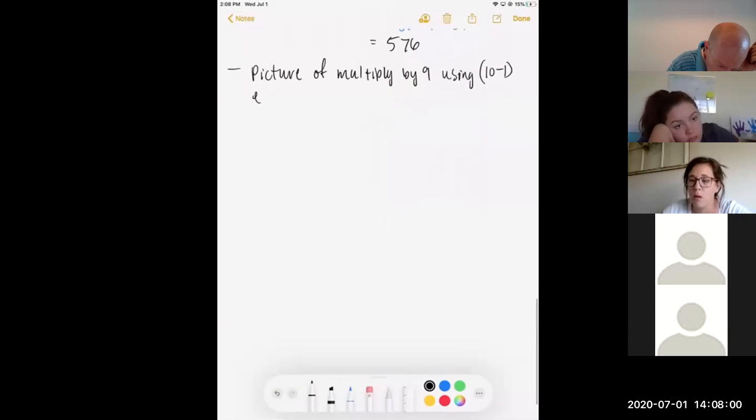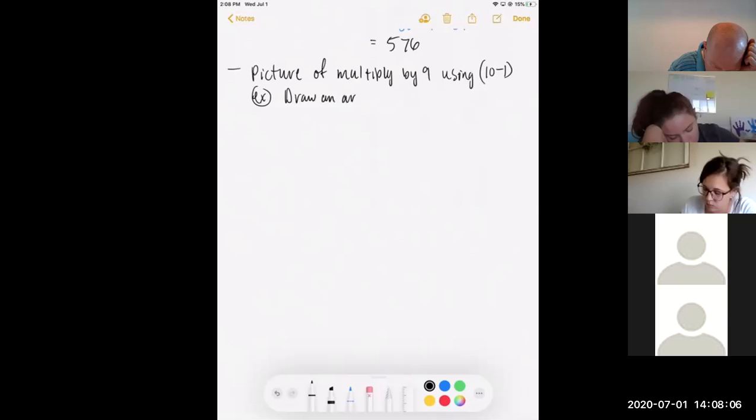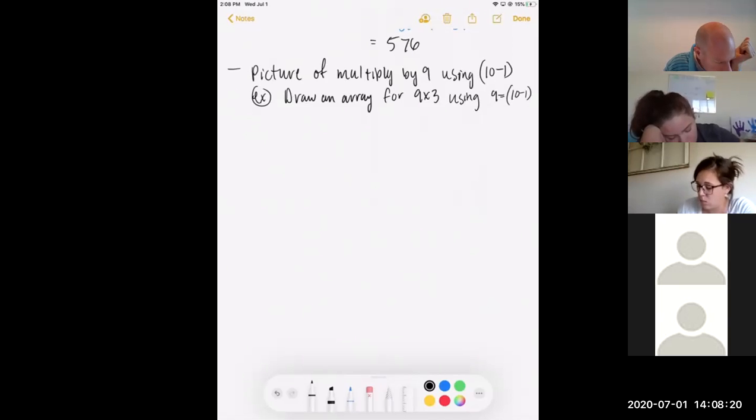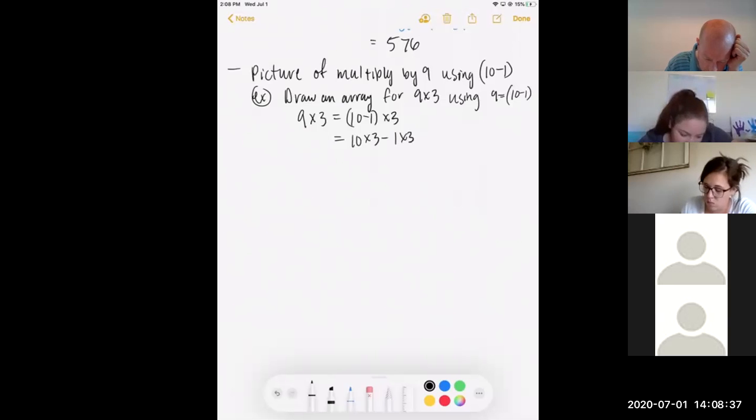So an example problem could be: draw an array for 9 times 3 using 9 equals 10 minus 1. When we're thinking about 9 times 3, we're setting that equal to 10 minus 1 times 3. And just like we did with the mental math, we distributed the 3. So we have 10 times 3 subtract 1 times 3. This is what we're going to draw a picture of right here.